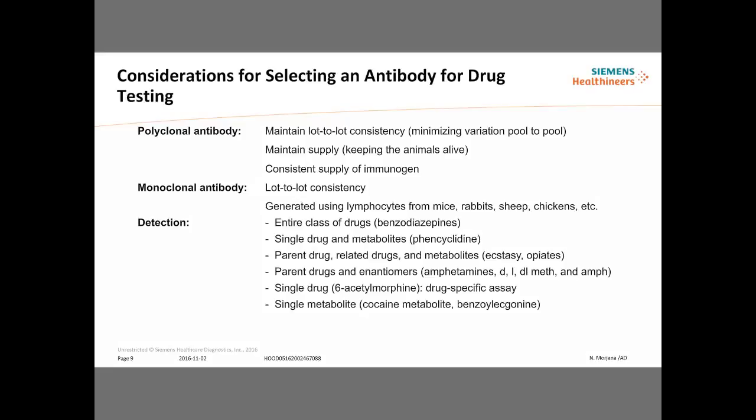The third consideration is detection. What do we want to detect? Do we want to detect an entire class of drugs, such as benzodiazepines, a single drug, a metabolite, or a parent drug, metabolite, and related drugs such as ecstasy and opiates, or drug enantiomers, such as the D and L amphetamine group, or very specific drugs such as 6-acetylmorphine that require a specific antibody, or testing for metabolites, such as the cocaine metabolite in this case.